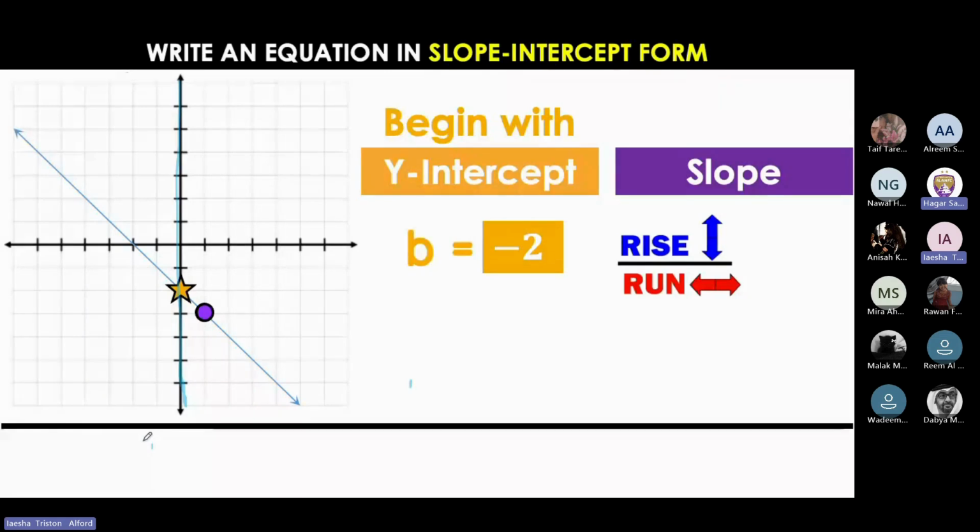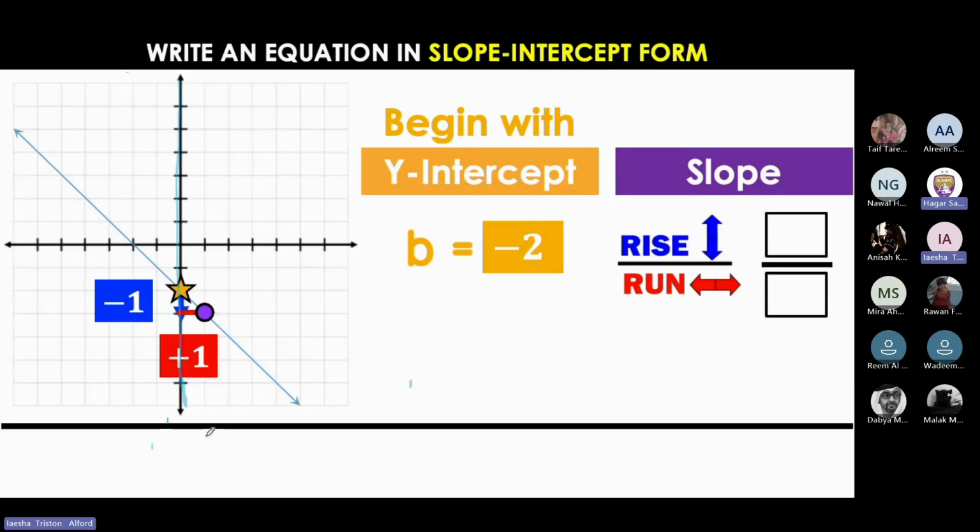Do we go up or down? Down. How many? 1. So positive or negative 1? Negative 1. Why negative? Because we went down. From here, left or right? Right. How many? 1. Positive or negative? Positive, because we went right.